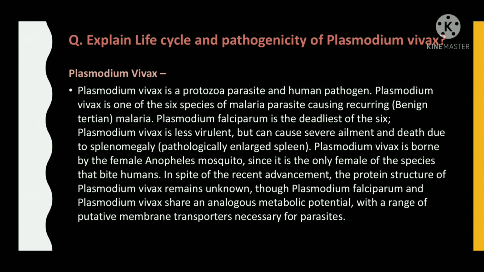Plasmodium vivax is less virulent but can cause severe illness and death due to splenomegaly, that is a pathologically enlarged spleen. Plasmodium vivax is transmitted by the female Anopheles mosquito, since only the female of the species bites humans. In spite of recent advancement, the protein structure of Plasmodium vivax remains unknown. Though Plasmodium falciparum and Plasmodium vivax share an analogous metabolic potential with a range of putative membrane transporters necessary for parasites.